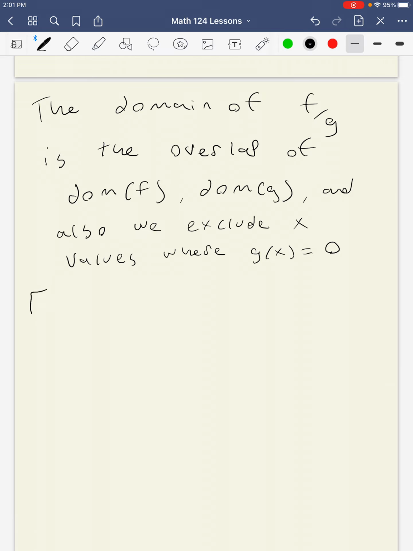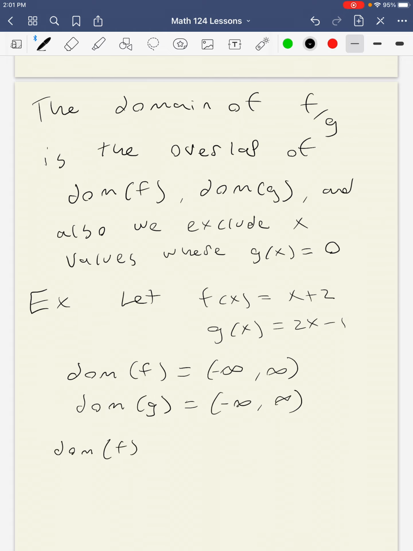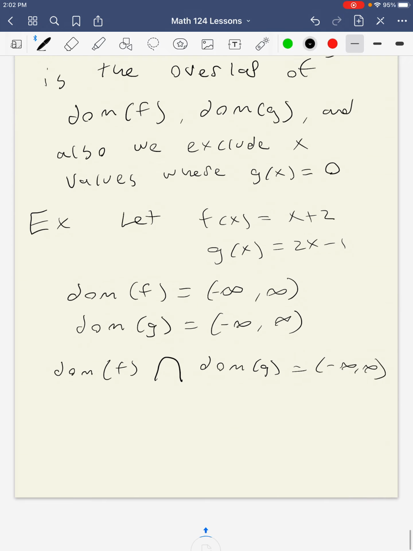Okay, so I will do an example now. So let's have f be the formula x plus 2, g be the formula, I don't know, 2x minus 1. Now notice the domain of f is all numbers, the domain of g is all numbers. So the overlap of these domains, sometimes we use this symbol for overlap, it's the intersection symbol. So the overlap of these domains is all numbers.